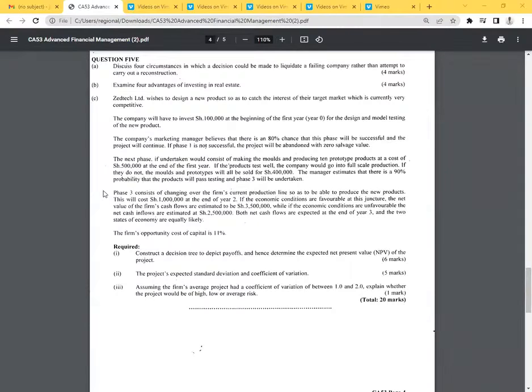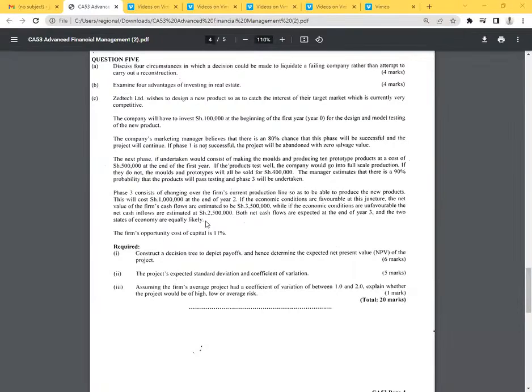We are told question 5C, it's May 2021. Toit Limited wishes to design a new product so as to catch the interest of their target market, which is currently very competitive. The company will have to invest 100,000 at the beginning of the first year, which is year 0, for the design and model testing of the new product. The company's marketing manager believes that there is an 80% chance that this phase will be successful and the project will continue. If phase 1 is not successful, the project will be abandoned with a 0 salvage value.